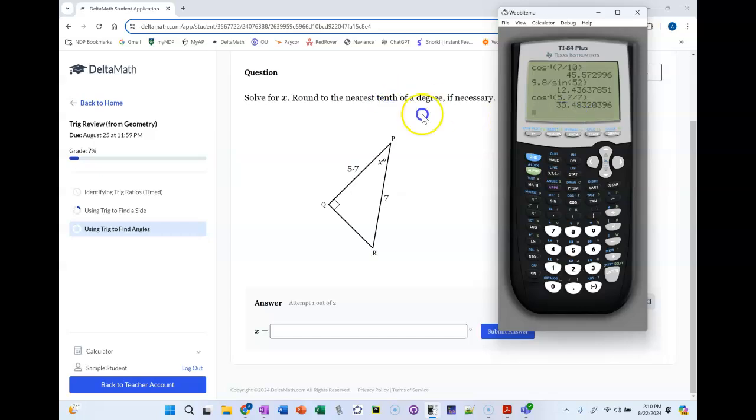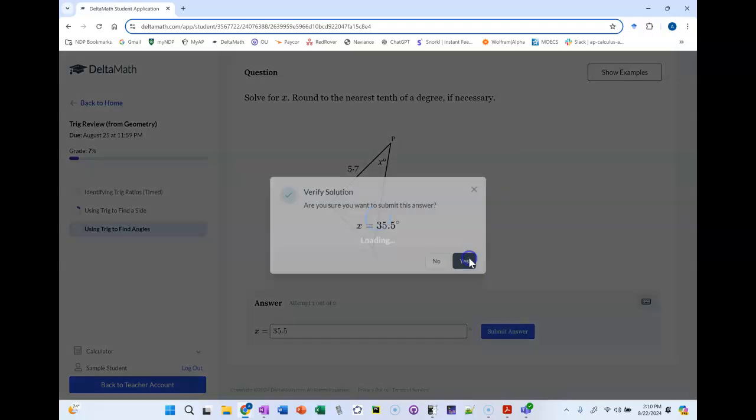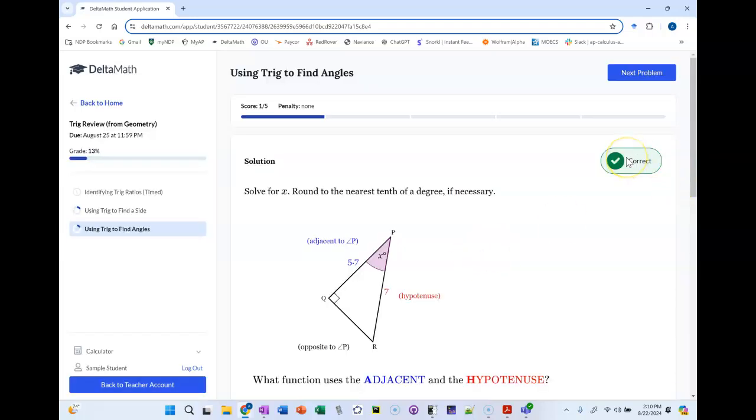I have 35.48, yada, yada, yada. It says, again, round to the tenth. So what would I round this to? 35.5. And I hit submit. And correct. Everybody feel good? So 5 of those total correct. Again, you get as many tries as you need. You just have to keep going until you get 5 total correct. There's no penalty for wrong answers. It doesn't have to be in a row.